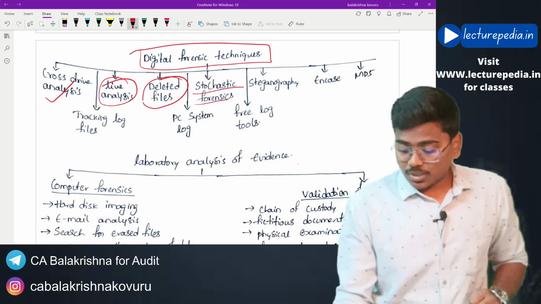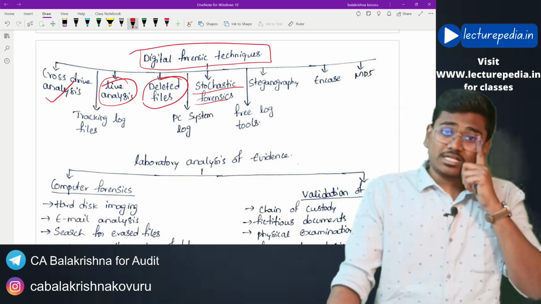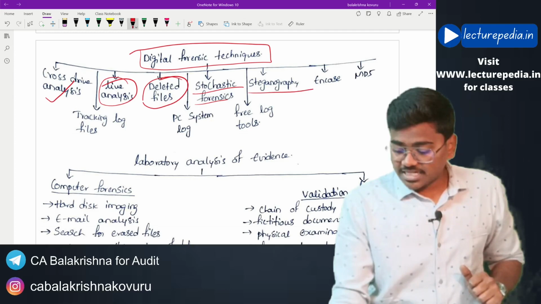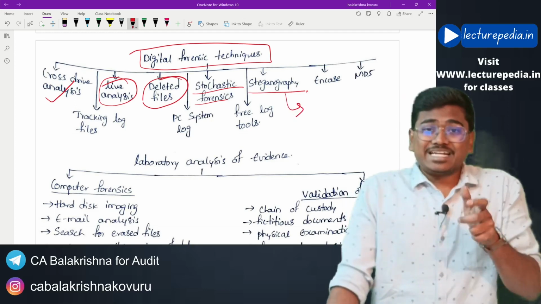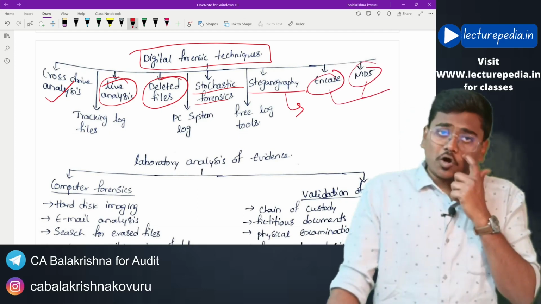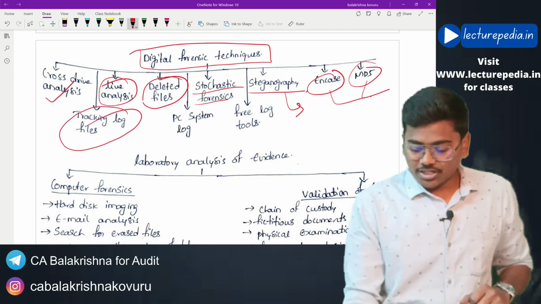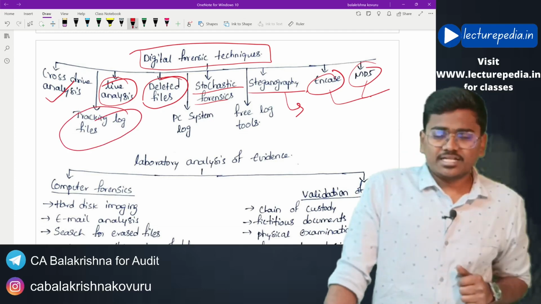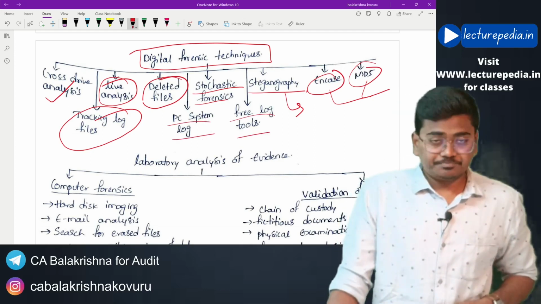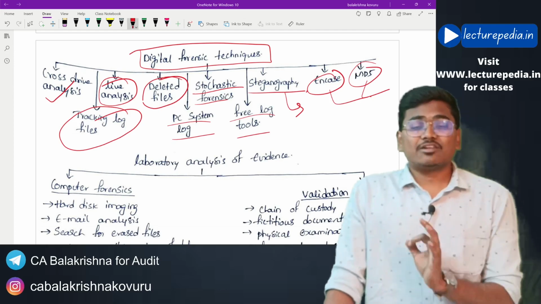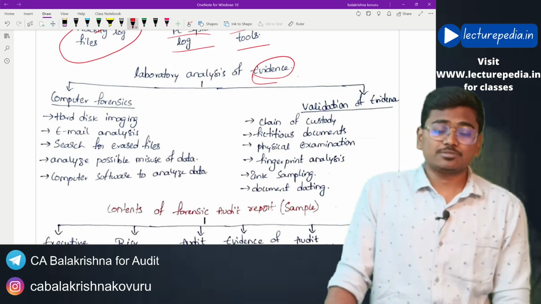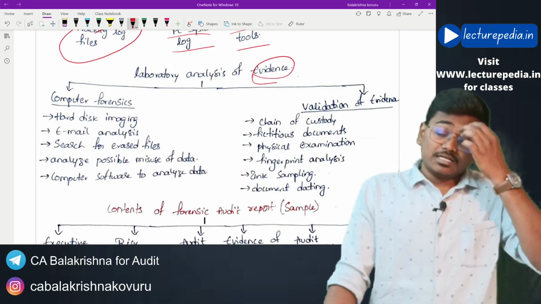And then stochastic forensics, which is a type of forensic technique. And steganography, in this steganography you will identify the hidden information. And in-case, MD5, these are some forensic audit software. And tracking log files, where you maintain and track those log files. And PC system log, free log tools, these come under digital forensic techniques. And then laboratory analysis of evidence, the evidence that has been gathered will be analyzed in the laboratory.